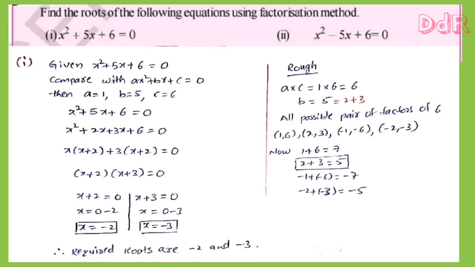To express it as a sum of two numbers, we have to write all possible pairs of factors of 6. So what are the pairs of factors of 6? 1 into 6, 6. 2 into 3, 6. Minus 1 into minus 6 equals to 6. Minus 2 into minus 3 equals to 6. So now add these pairs. 1 plus 6 equals to 7. 2 plus 3 equals to 5. Minus 1 plus minus 6 equals to minus 7. Minus 2 plus minus 3 equals to minus 5. So here 2 plus 3 equals to 5 is a suitable answer for b.